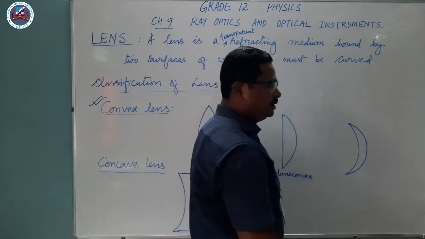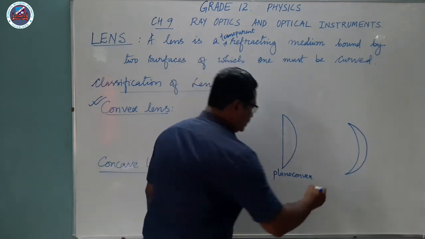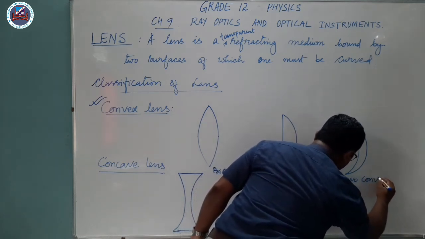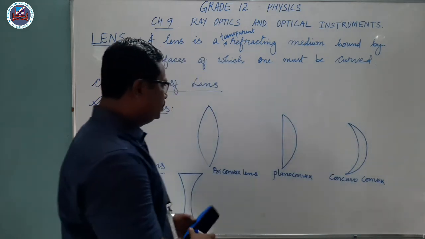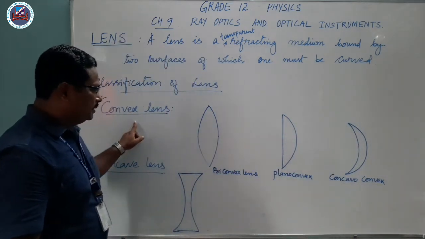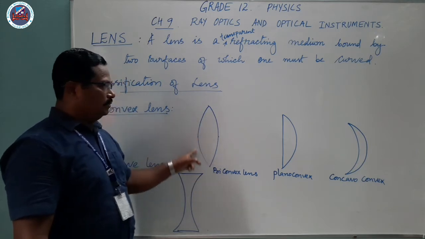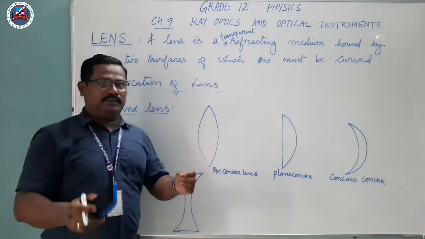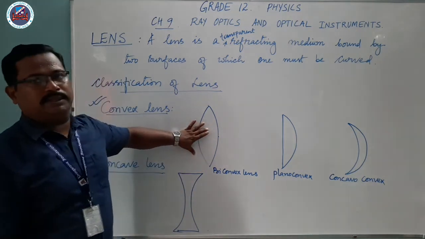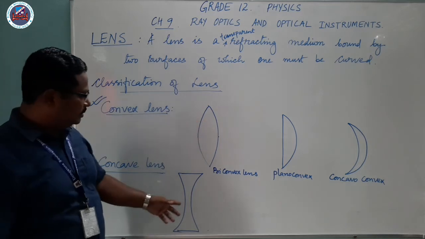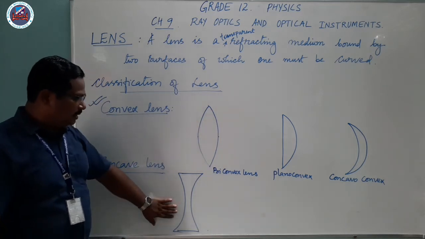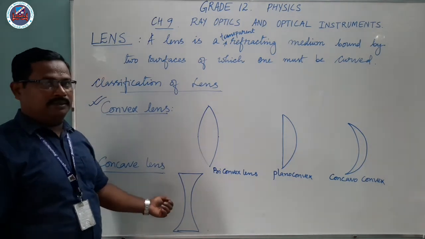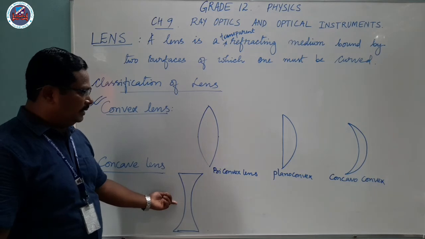We call it positive meniscus as well. This is concavo-convex lens. So these are the three types of convex lens. Biconvex, sometimes we call it double convex also. But most of the time when any person talks about lens, when they say convex, they are talking about this biconvex only. And here also like that. This is called biconcave lens, but when a person says concave lens, this is the first thing that will come to your mind.